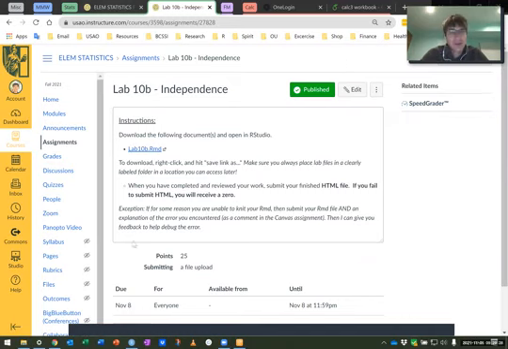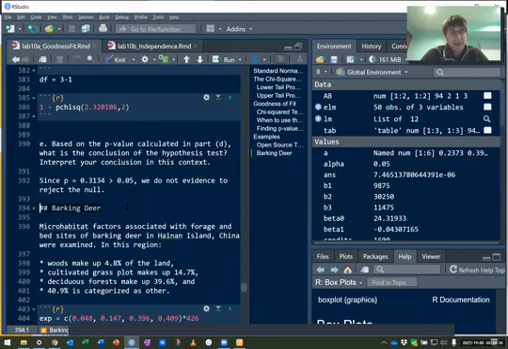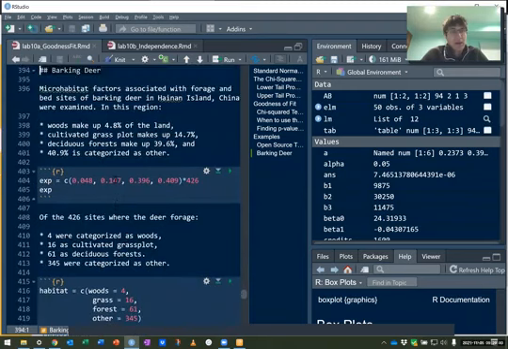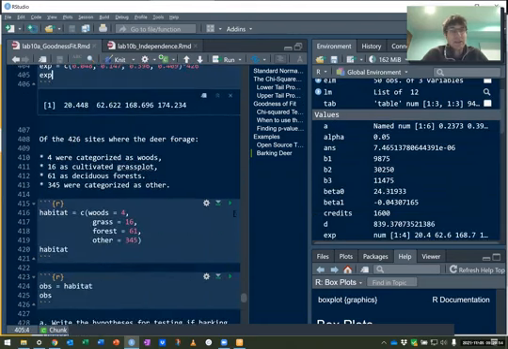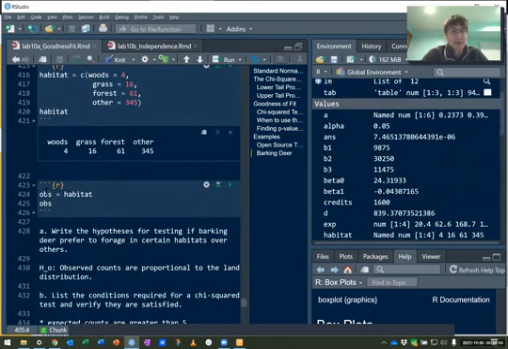But first, I'm going to show you some of the solutions from the previous lab, lab 10A, this last problem with the barking deer. If you wanted to check your work, we have the proportions of land that are distributed in this region in China. And we multiply those proportions by the number of sites, 426, to get the expected counts. And of course, the observed counts are the habitat. So you could just say observed equals habitat to copy those over.